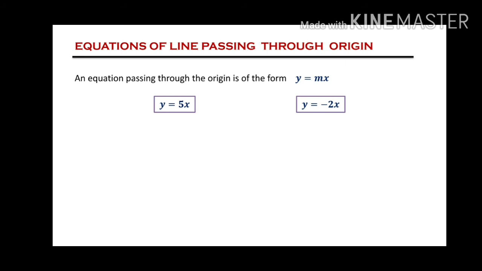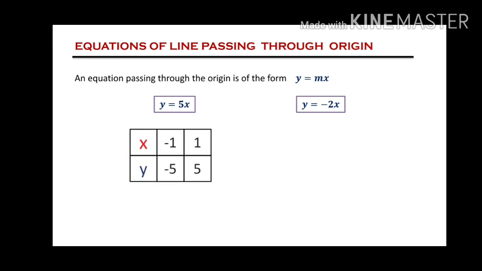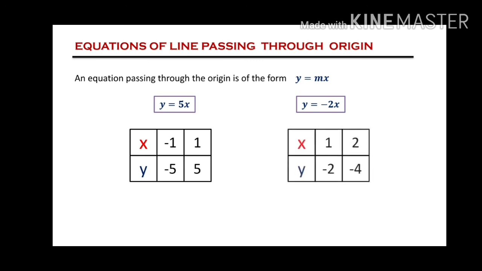So let us have some points for y equals 5x. When x equals -1, y equals -5. When x equals 1, y equals 5. Similarly for y equals -2x, when x equals 1, y equals -2. When x equals 2, y equals -4.